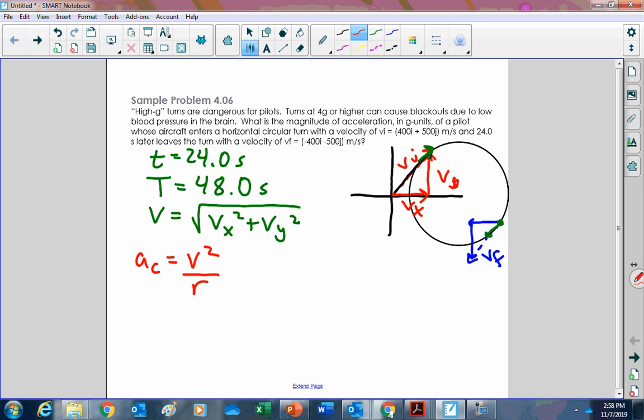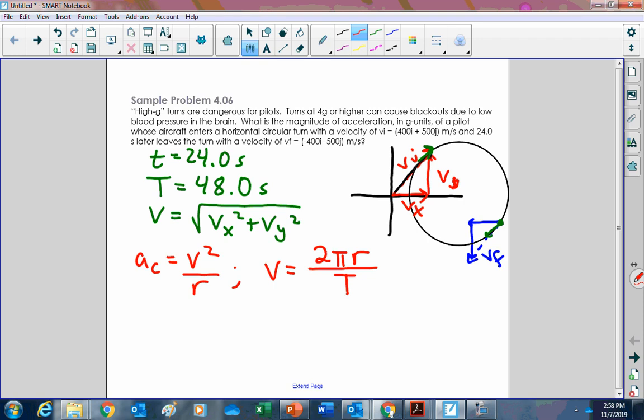Okay, now it also looks like we need R, but they didn't tell us that. And so another useful thing to know is this equation that the velocity around the circle would be equal to distance over time because it's a constant speed. And the distance around a circle is 2 pi r, and the time around the circle is called the period.